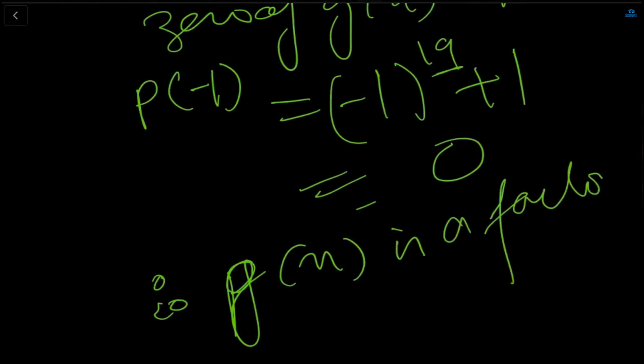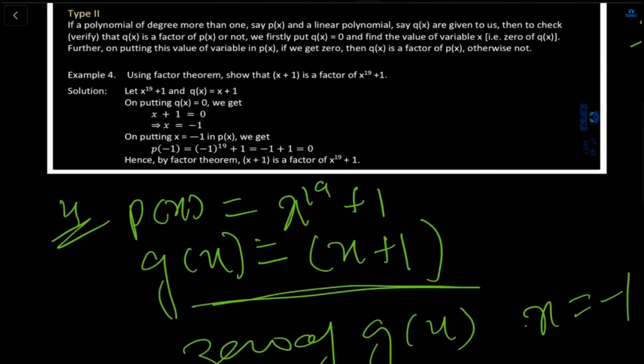g(x) is a factor of p(x). Since you got p(minus 1) equal to 0, that's why g(x) is a factor of p(x). Okay. Let's see some more questions on this type.